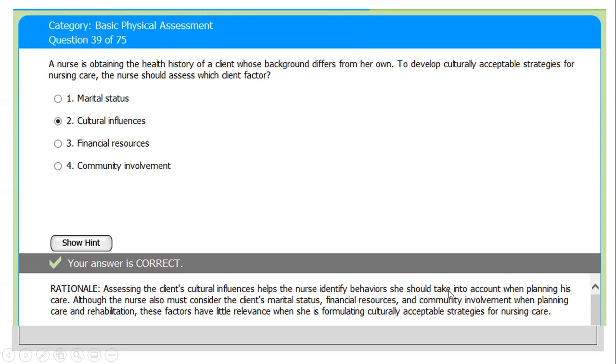Assessing the client's cultural influence helps the nurse identify behaviors she should take into account when planning his care. Although the nurse also must consider the client's marital status, financial resources, and community involvement when planning care and rehabilitation, these factors have little relevance when she is formulating culturally acceptable strategies for nursing care.